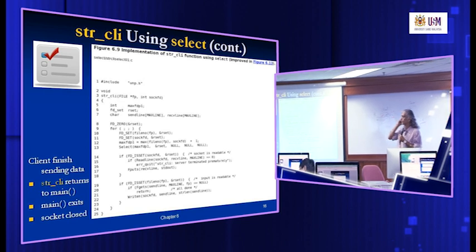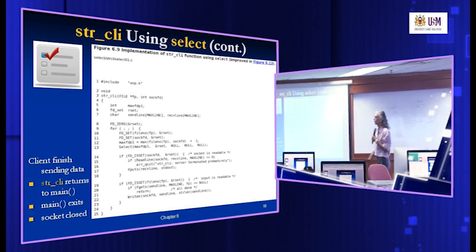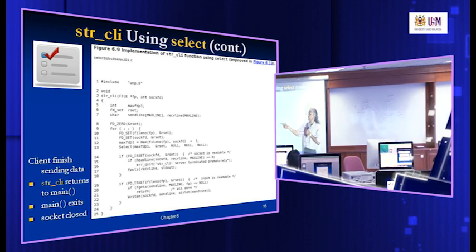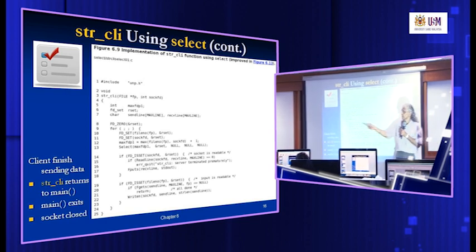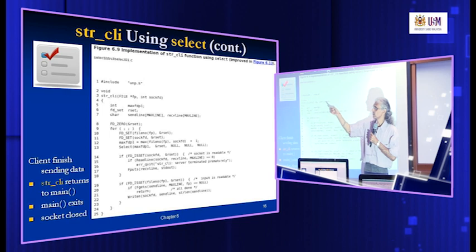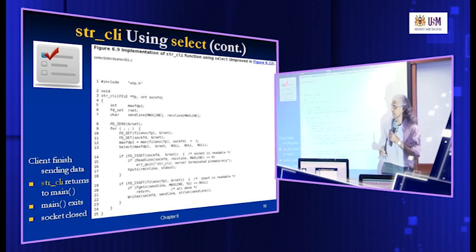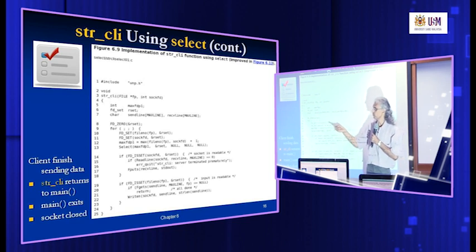So this is what our string client looks like when using select. You should compare this with the string client version 0.1. Again, same things. What we need to do is create a read set. It's a structure of type descriptor set, the R set. First of all, we set the R set to 0, initializing all the values inside. Then we're going to set two descriptors in the read set. The first one is the file number, which is basically the user input. And then the socket which has been connected to the server. We're going to monitor these two, so we set these values in the R set.